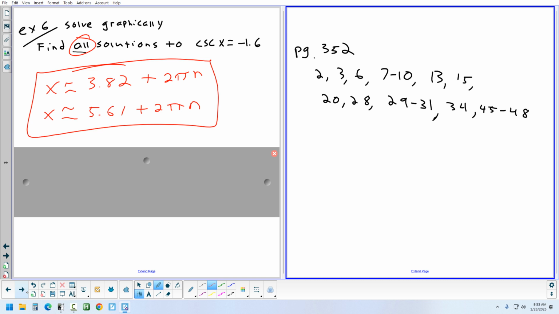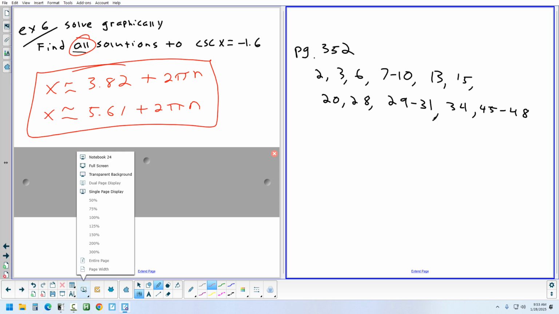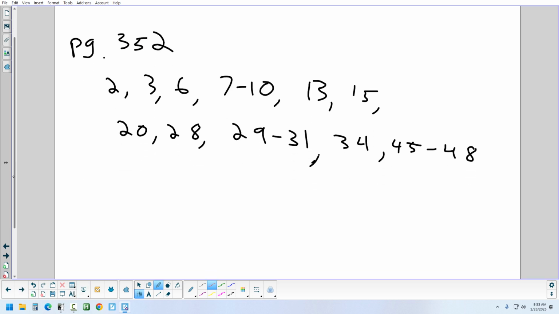All right, so that's the homework on page 352. Take a look at that first thing tomorrow, and then we'll do section 6.5, which is the last section for this week. I'm just going to split 6.5 into 2 days.